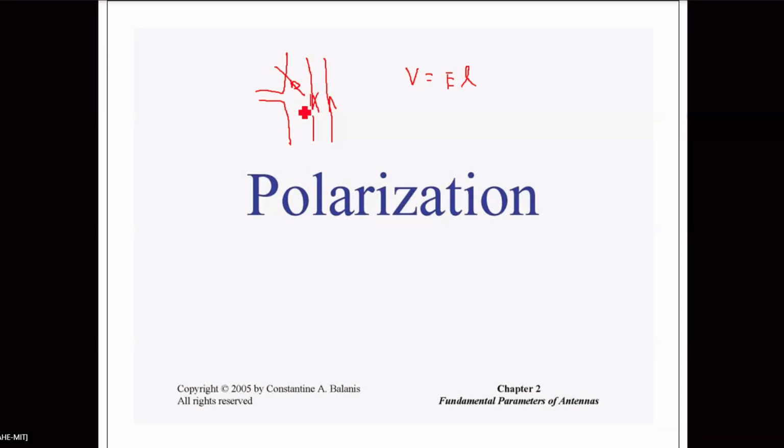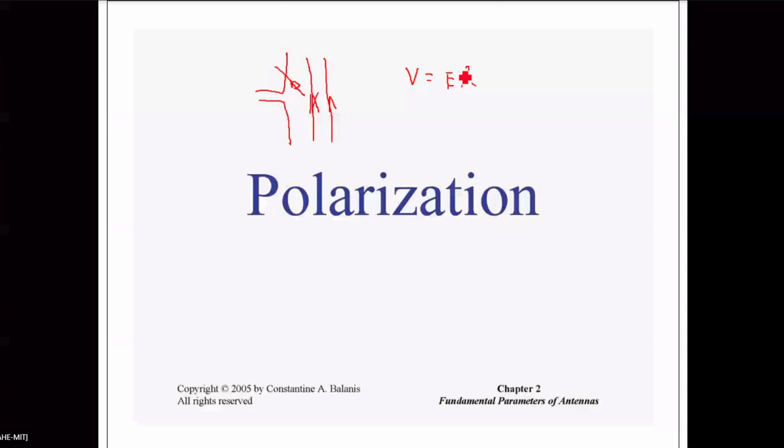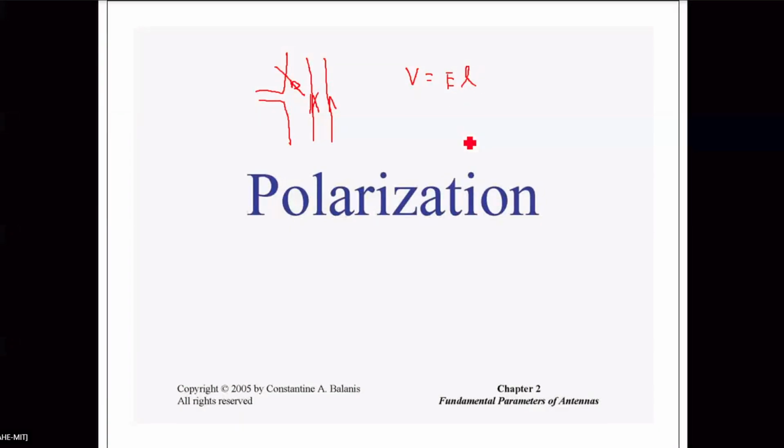So it will not induce full power, like magnitude of E into magnitude of L. That's why sometimes you don't get very good power in the receiver terminals. Why? Alignment problem. If the electric field is totally perpendicular like this, will it induce any voltage?